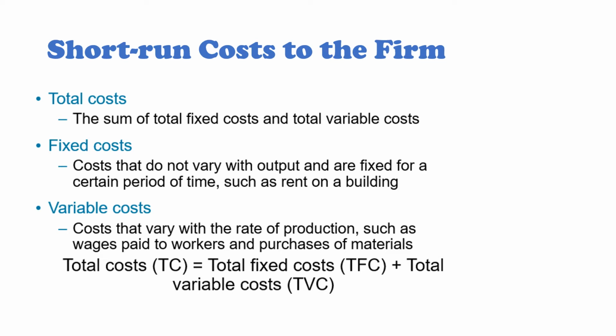Variable costs are costs that vary with the rate of production, such as wages paid to the workers and purchases of materials. So the total cost equals the total fixed cost plus the total variable cost. Again, the total cost equals the total fixed cost plus the total variable cost.